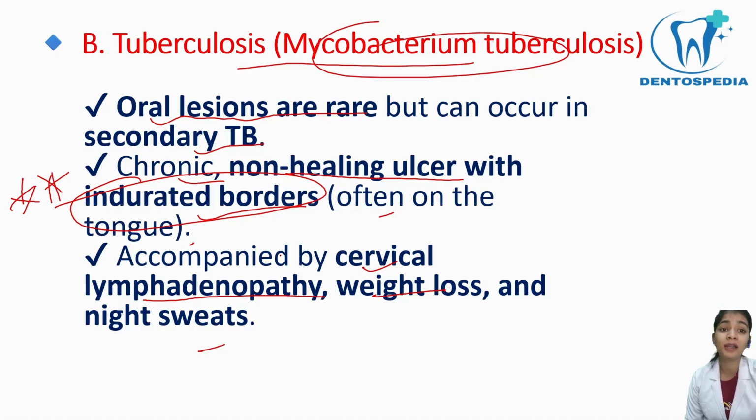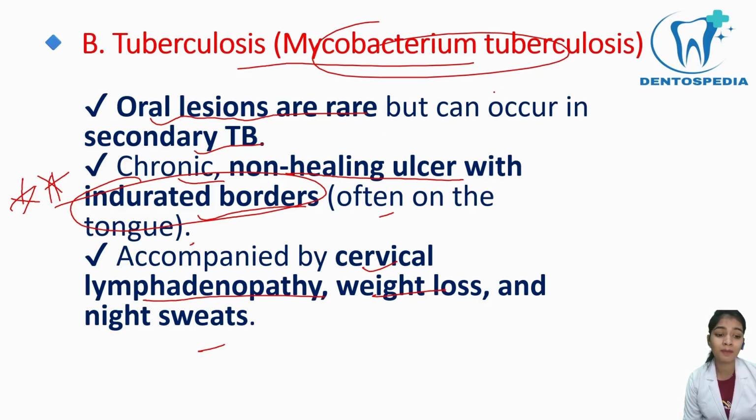So what are the clinical features? What are the characteristics of the ulcer? It will be a chronic and non-healing ulcer. There will be an irregular shape and the margins will be indurated. Now the base may be granular or covered with necrotic tissue. The common sites are the tongue, also lips, gingiva or palate, but tongue is more common.